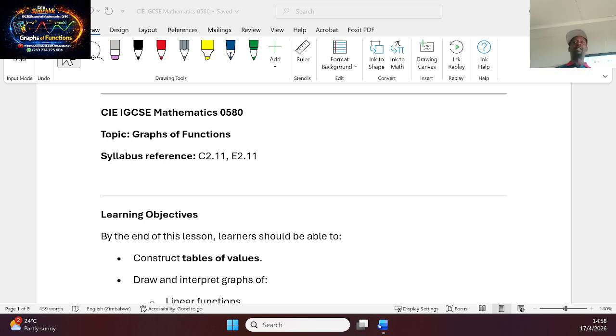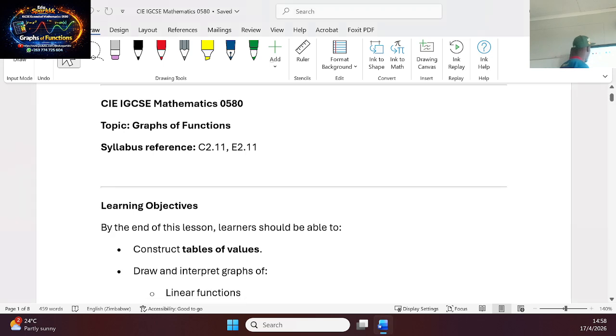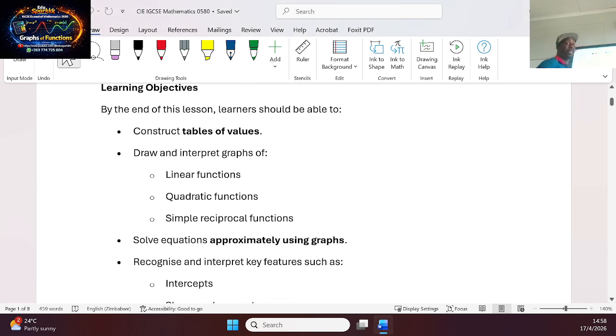So, folks, let me take you through graphs of functions. This is centered around IGCSE Extended Mathematics. And our main objectives, by the end of this discussion, one should be able to construct a table of values with corresponding y values that you use to plot the curve. We should be able to do so for linear, quadratic, as well as simple reciprocal functions.